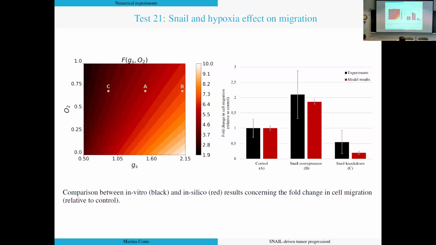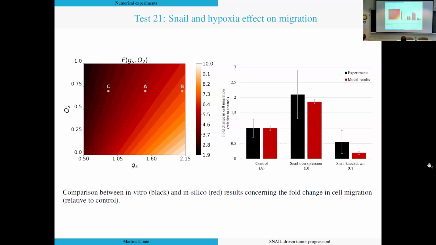So how did we try to replicate it? If we look at the picture on the left, what we are plotting is the function f as a function of GS, the transcription rate of the protein, and the oxygen. For our scenarios, we keep the oxygen fixed and we change the level of GS. We are just tuning this single parameter, that is, how much snail can be produced by the cells. Our control is A, sorry for red over red, but for the upregulation we use the value B, and for downregulation we use C. And as you can see from the results, the red bars are our modeling results.